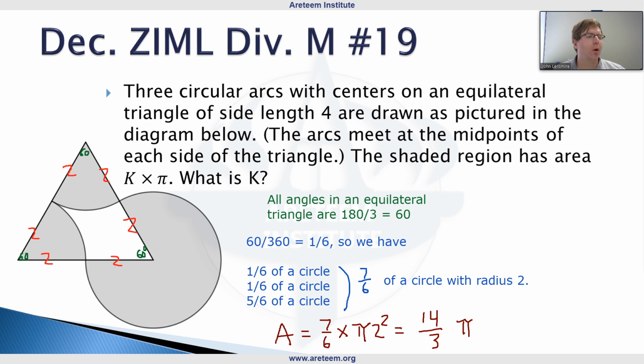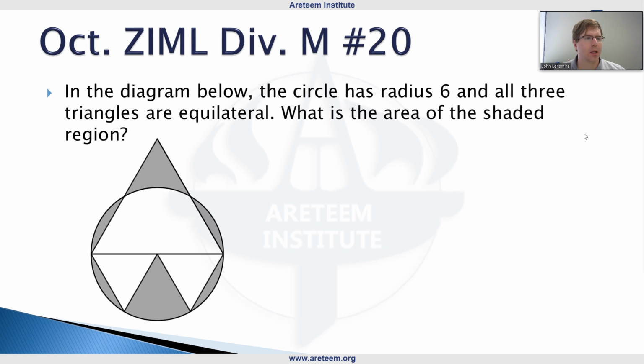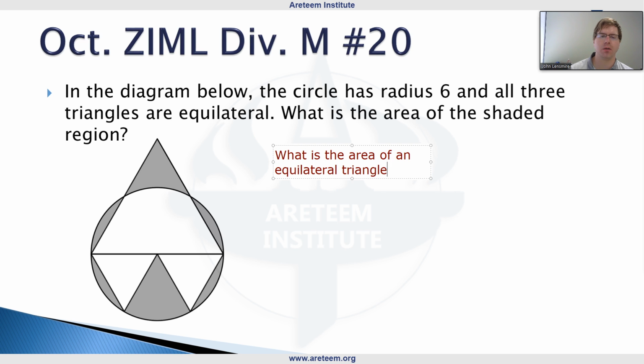So I want to give a hint for one last problem. And this is a good fact to know as well. So hint slash fact: what is the area of an equilateral triangle with side length s? This is a fact that you could prove. I'm not going to talk about it too much right now, but this is a very useful fact that you should know.